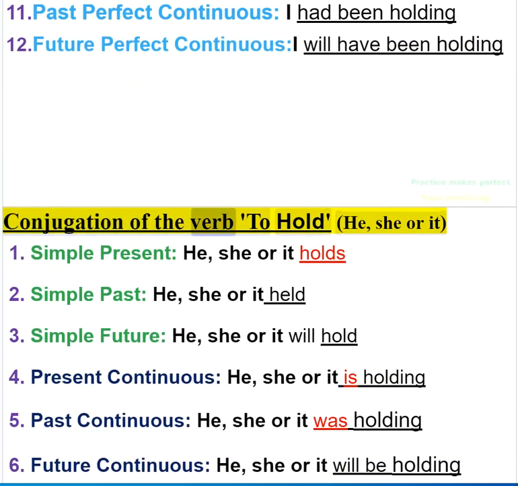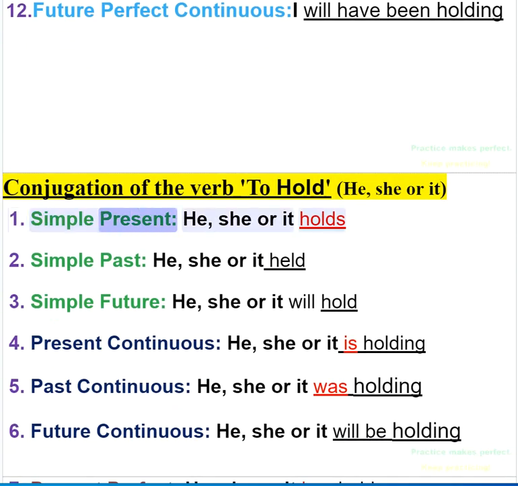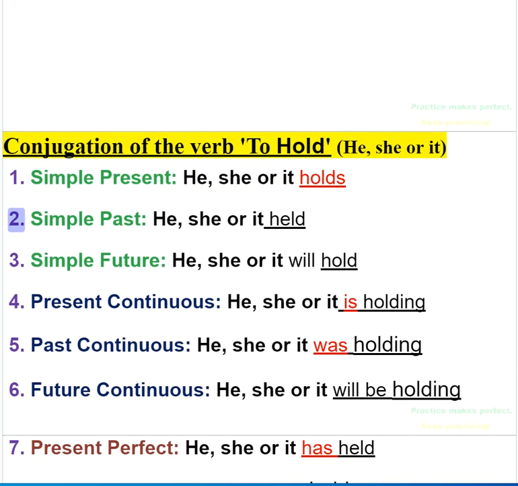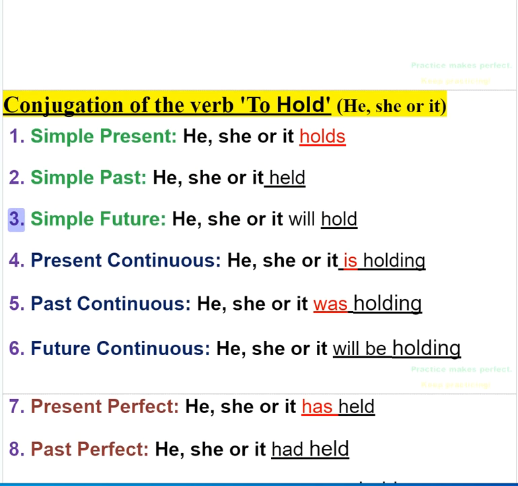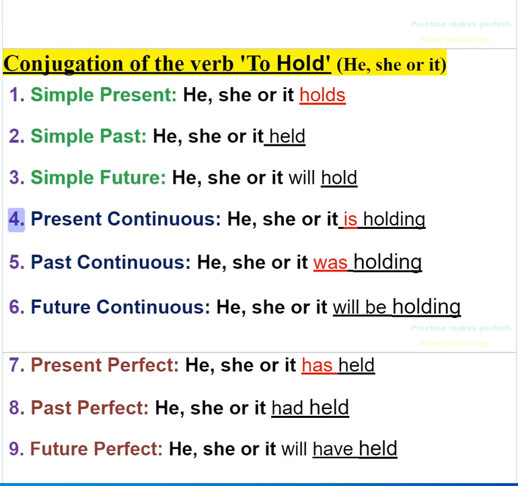Conjugation of the verb to hold, he, she or it. 1. Simple present, he, she or it holds. 2. Simple past, he, she or it held. 3. Simple future, he, she or it will hold. 4. Present continuous, he, she or it is holding.